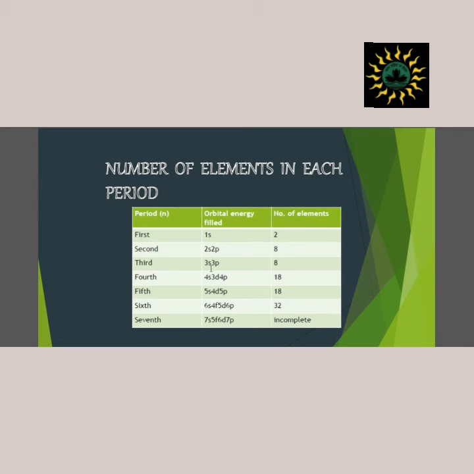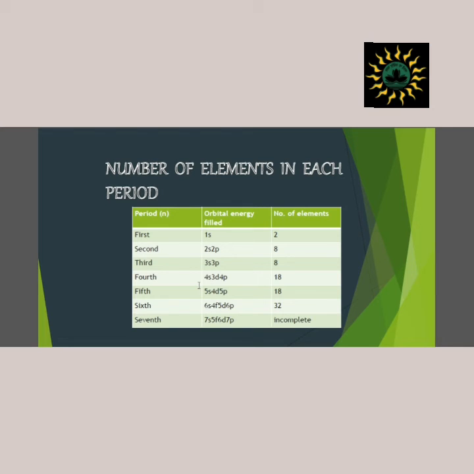In the third period, 3s2 3p6, the total number of elements will be 8. In the fourth period, 4s2 3d10 4p6. Maximum number of electrons will be there. 4s2 3d10 4p6, so 2 plus 10 plus 6, that will be 18 electrons. So 18 electrons implies 18 protons. So the atomic number will increase from 1 to 18. Total 18 elements will be present in the fourth period.